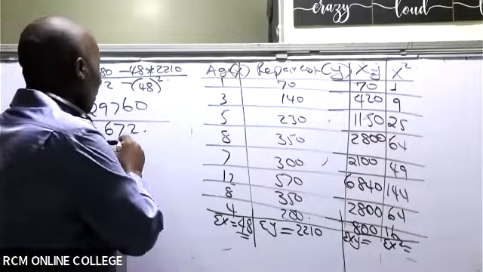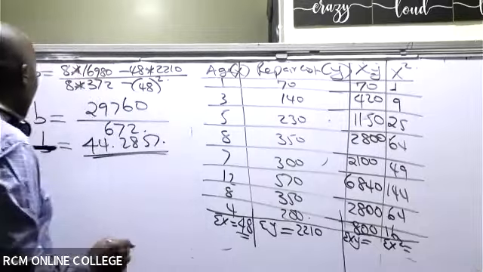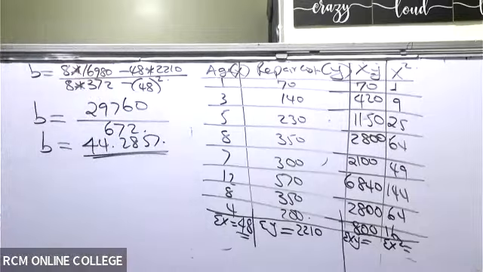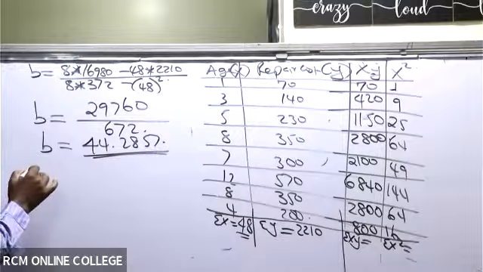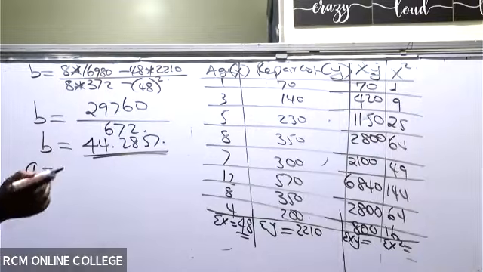44.2857. So this is the value of B. And once you get the value of B, getting A is as easy as a walk in the park.